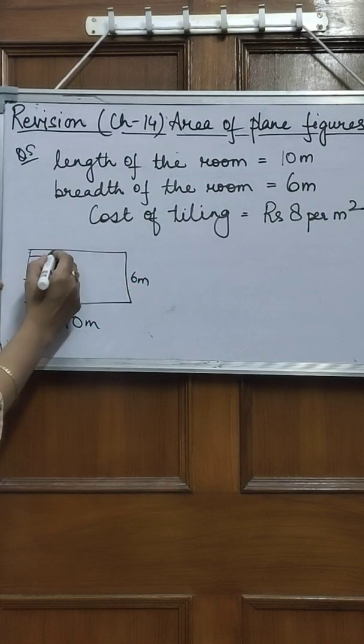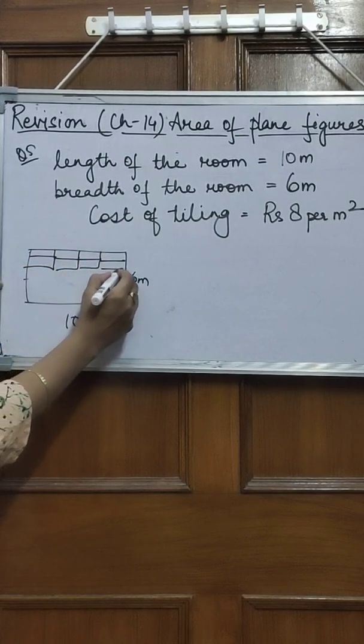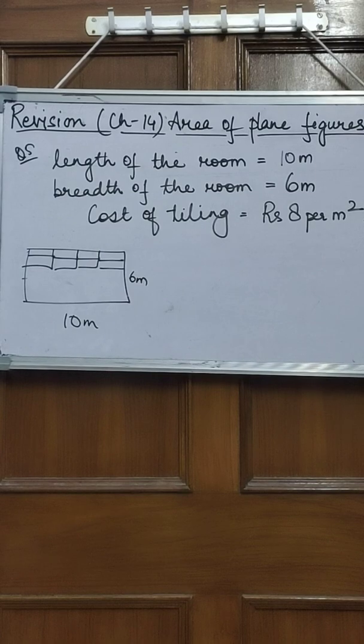You have to put the tiles in the room. Okay, like this you will put the tile in the room. And what is the cost of tiling? Cost of tiling is, for 1 meter square area you have to pay 8 rupees. They're saying rupees 8 per meter square. So if you're tiling it, then 1 meter square area will take rupees 8.